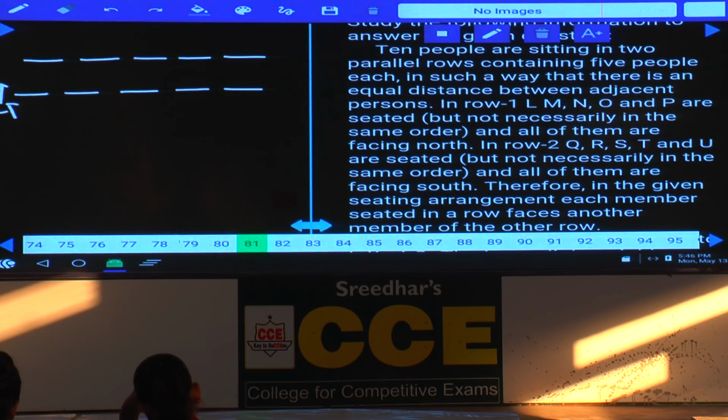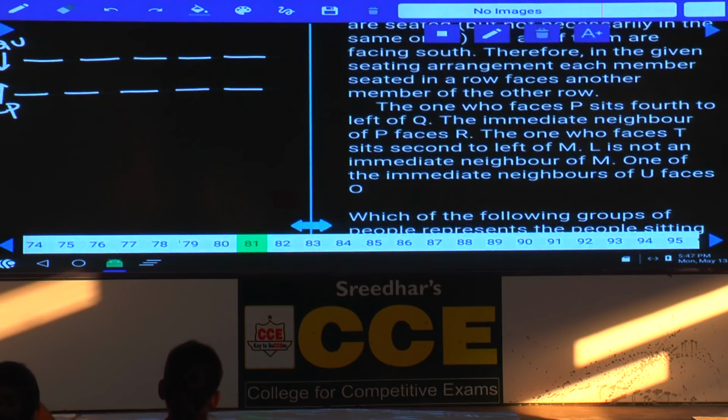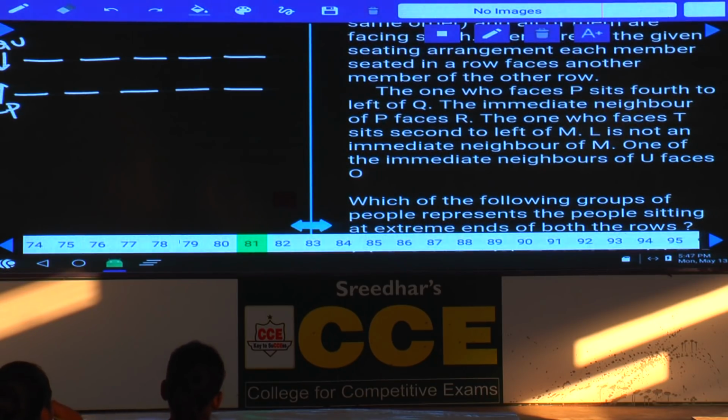And who are the persons here? L, M, N, O, P. And in row 2, Q, R, S, T and U. Now these persons are facing towards south. Q, R, S, T, U face south, and L, M, N, O, P face north. Therefore, in the given seating arrangement, each member faces another row. The one who faces P sits third to the left of Q.